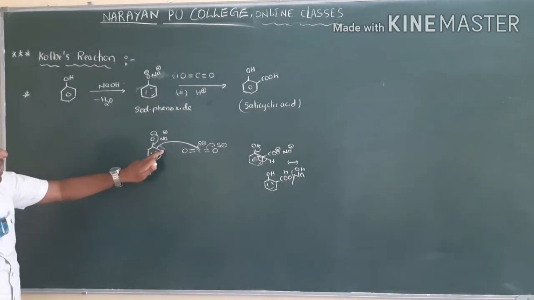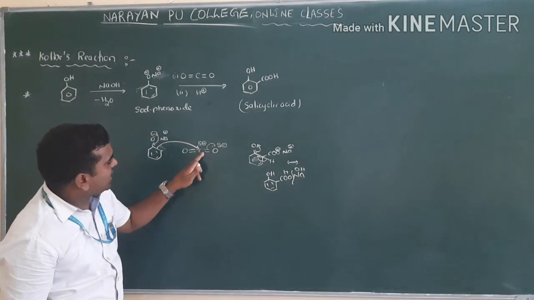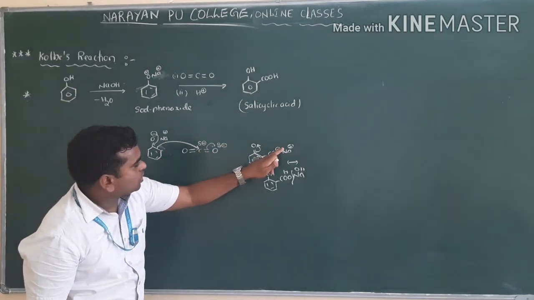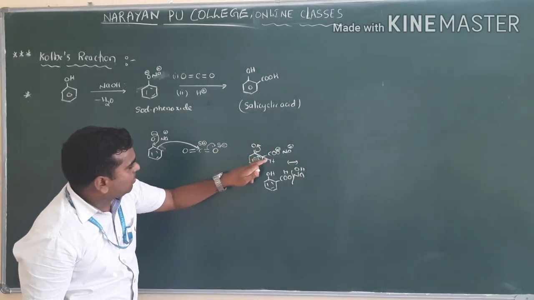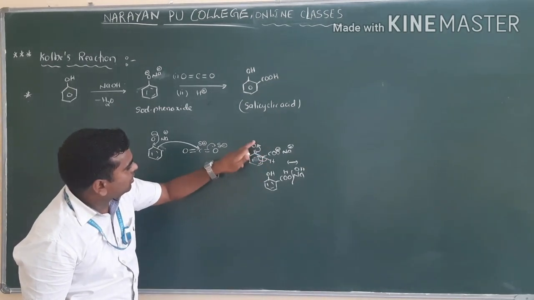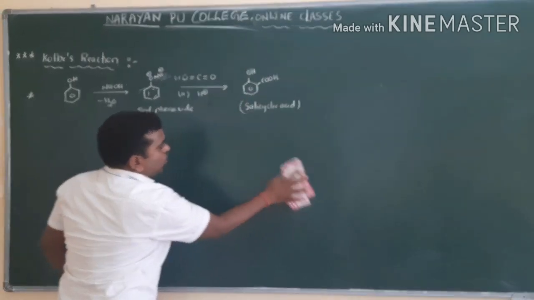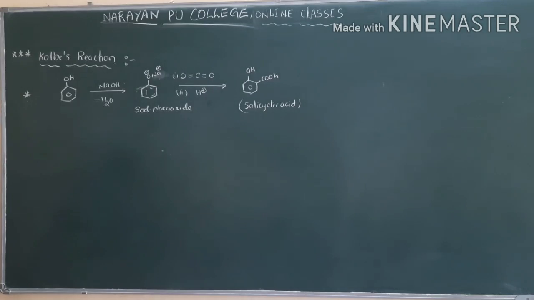Carbon has the positive charge, and when it is involved in resonance, the ring carbon gets the negative charge, and the negative charge attacks the positive charge. This bond will go towards oxygen. And again, to get stability, this hydrogen bond breaks, and the OH will shift to the oxygen. You are getting this. This is Kolbe's reaction, a 2 marks question, very important for the PU examination.